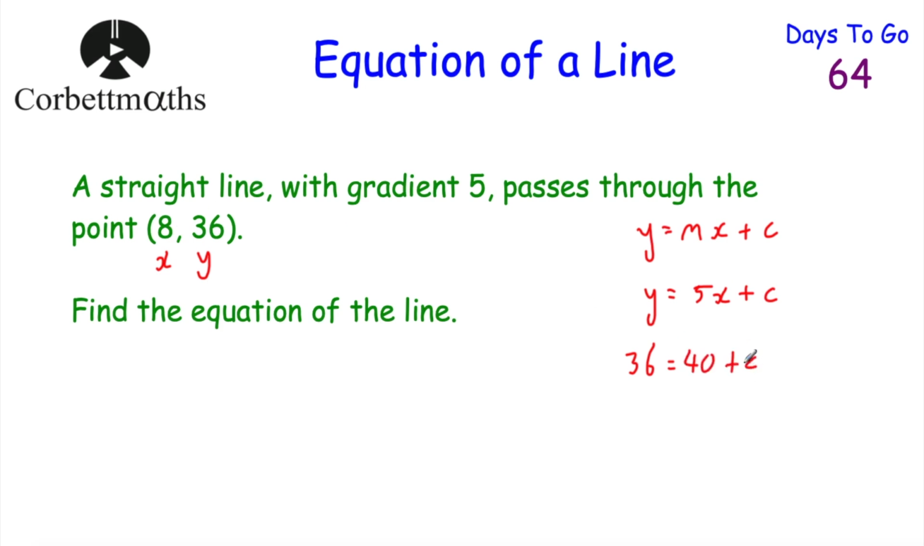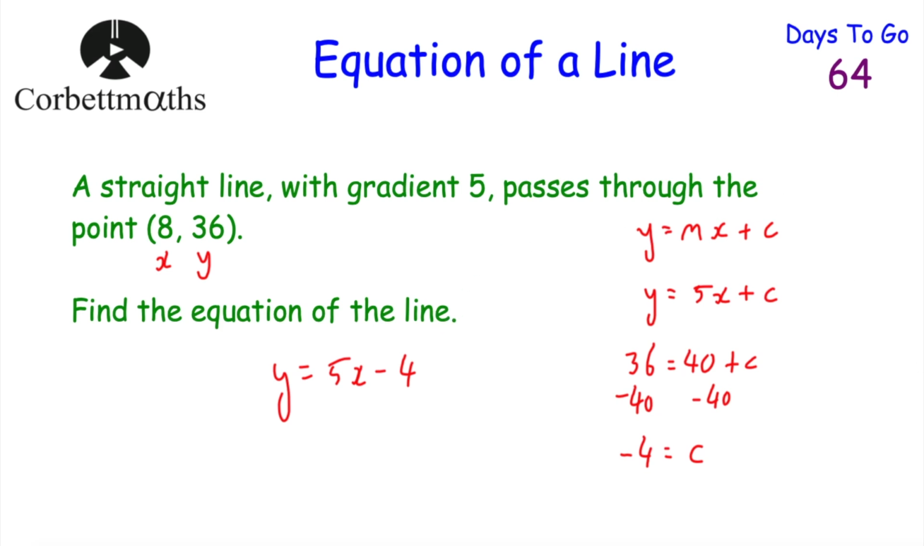And then we want to find out what c is, so we're going to take away 40 from both sides of the equation, so take away 40 and take away 40. 36 take away 40 is equal to negative 4, and then the right hand side would just be c, so c is equal to minus 4. So that means the equation of this line would be y equals 5x minus 4, and that's it, that's the equation of the line. And if you got that, well done.